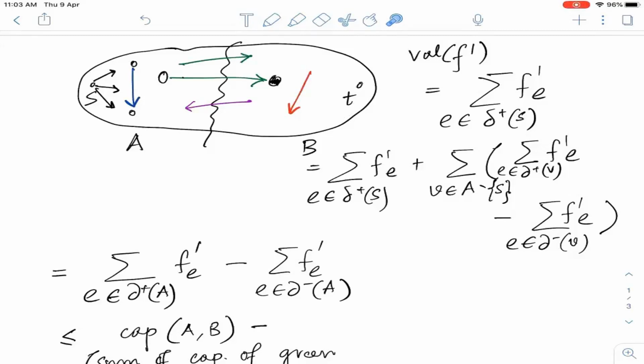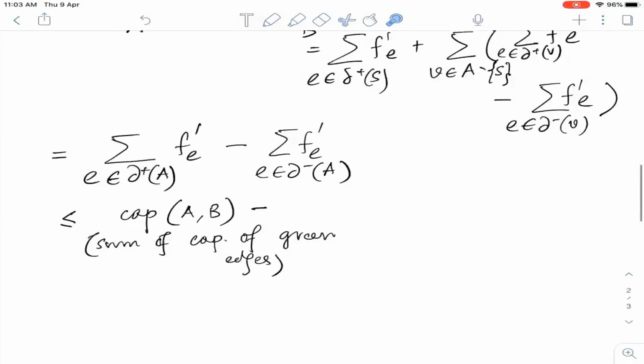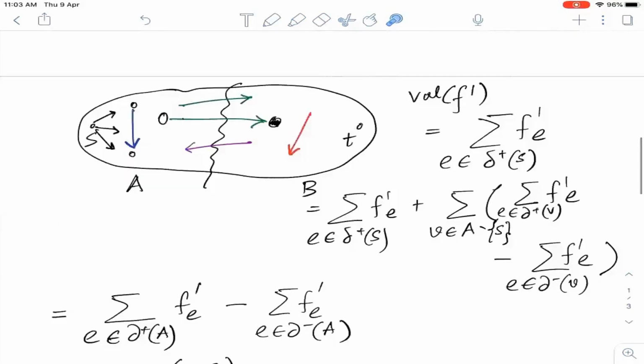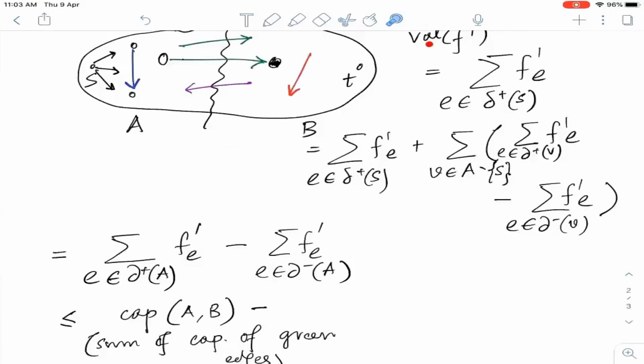So I'm still a bit annoyed by this last term, right? I don't want this negative term in my claim. Remember, what I'm trying to claim is that the value of the flow that I started with is at most the capacity of AB. But I have this annoying negative term. Does it really bother me? Can I get rid of this completely? So the question is, can I remove this when I give a less than or equal to? Can I remove this term or not?